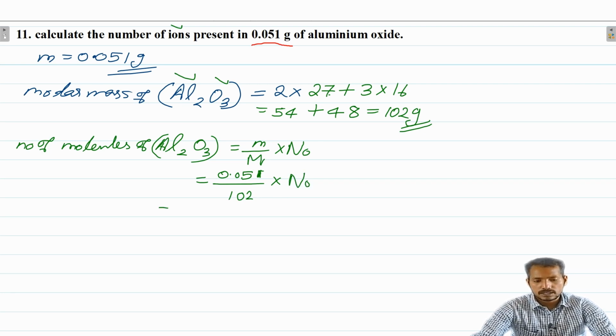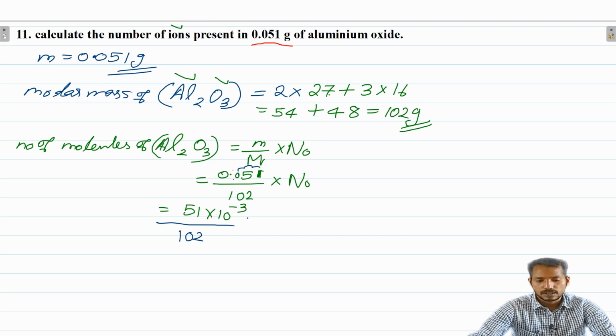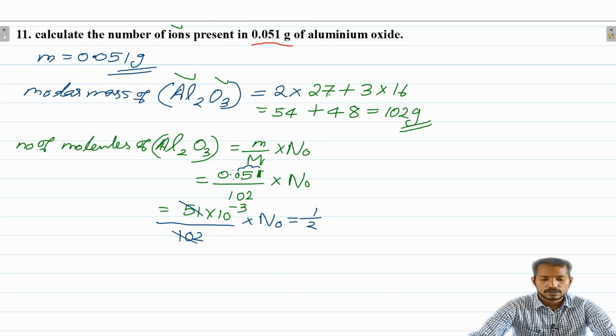To simplify, 0.051 we can write as 51 into 10 raised to minus 3. Am I right? We have 3 decimal places, so we get 51 into 10 raised to minus 3, divided by 102 into N0. Which is equal to 51 divided by 102, we will get 1 by 2, into 10 raised to minus 3 into N0.